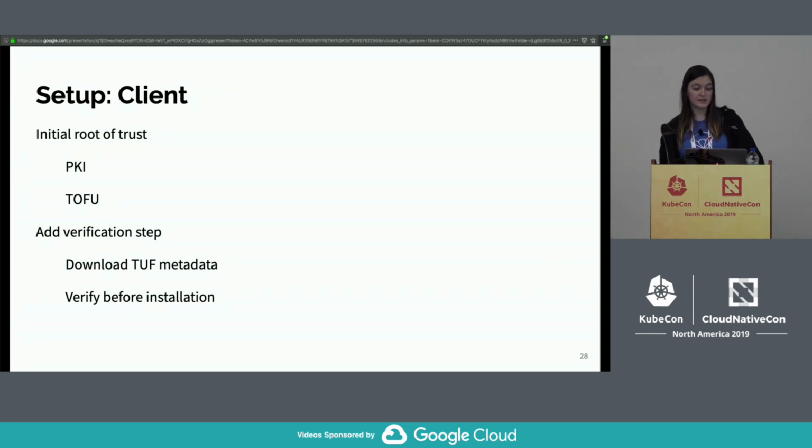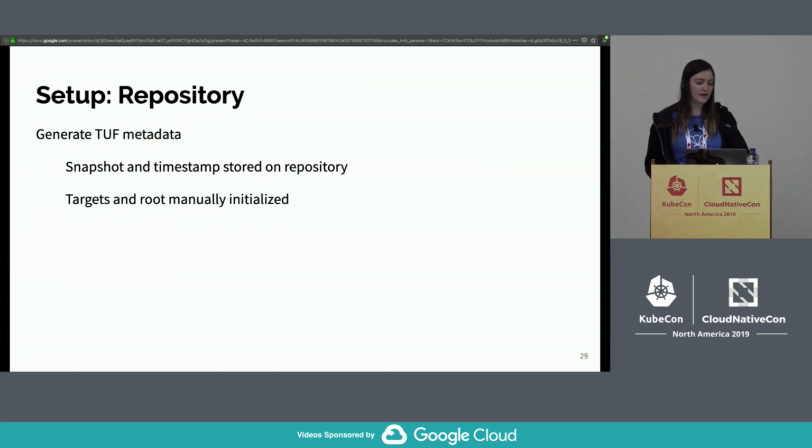In addition, the client needs a verification step. They need to actually make sure they verify the TUF metadata to get all these protections. So they have to download the metadata and then verify it before installing the update to make sure that they don't install any malware. Then you have the repository, which basically just needs to generate your TUF metadata. This involves a couple of automated processes stored in the repository, where the code needs to be written and then set up, and then a little bit of manual initialization for these offline roles that can't be stored on the repository directly.